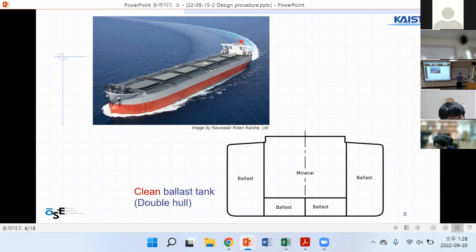That's why, for safety and for pollution, they need to have a clean ballast tank. Only ocean water, or empty. Right? That is the regulation now.